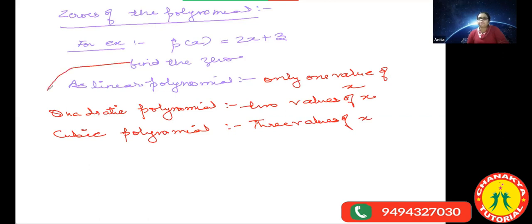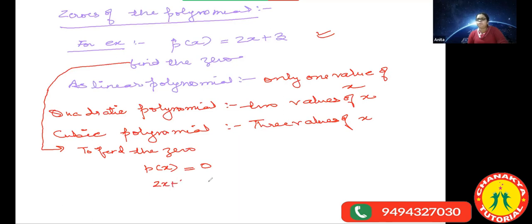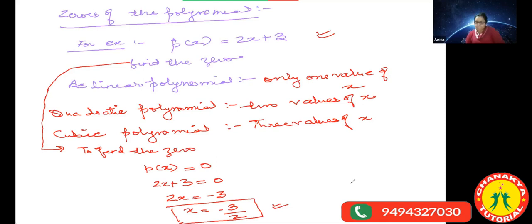So now come to this question. Here you have to find the zero. To find the zero, your first step will be to put your polynomial equal to 0. So 2x plus 3 equals 0. Then 2x equals, transposing plus 3 to the right hand side, minus 3. And the value of x will be minus 3 by 2. So this is the zero of the given polynomial. Clear? Have you understood, class?